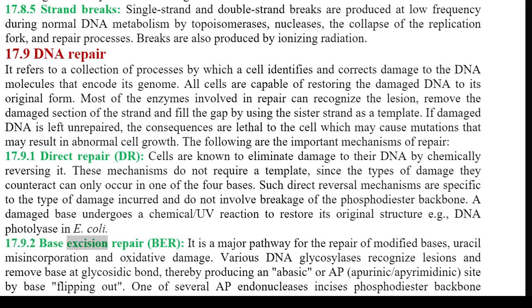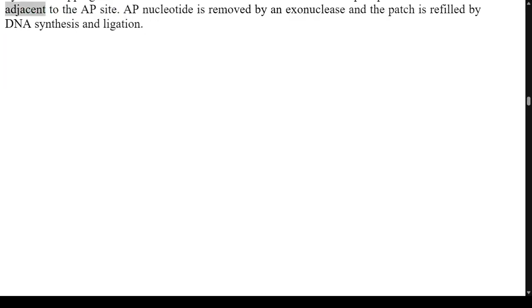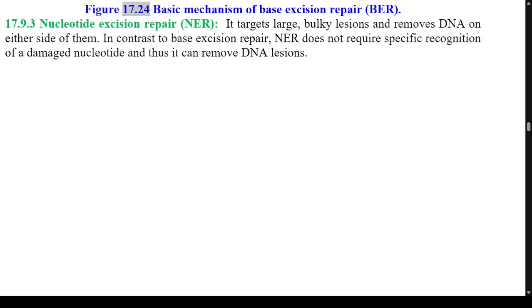17.9.2 Base excision repair. It is a major pathway for the repair of modified bases, uracil misincorporation and oxidative damage. Various DNA glycosylases recognize lesions and remove the base at the glycosidic bond, thereby producing an abasic or AP, apurinic/apyrimidinic, site by base flipping out. One of several AP endonucleases incises the phosphodiester backbone adjacent to the AP site. The AP nucleotide is removed by an exonuclease and the patch is refilled by DNA synthesis and ligation. Figure 17.24 Basic mechanism of base excision repair, BER.